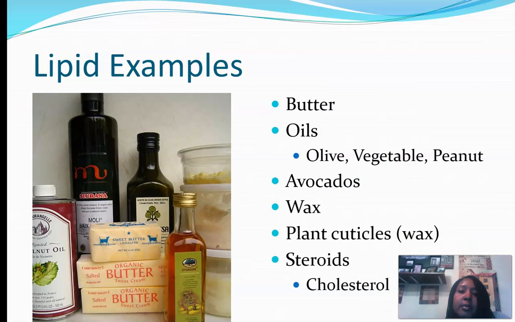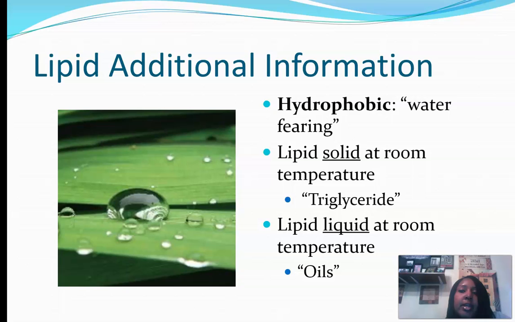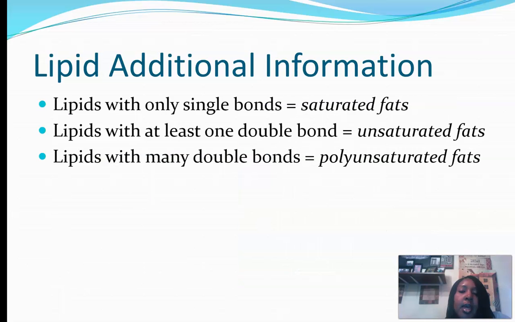So here are some more examples: butter, oils, avocados. These are all examples of lipids. And then hydrophobic, or water-fearing. So a lipid is hydrophobic. It does not mix with water. Some lipids are solid at room temperature, and some lipids are liquid at room temperature. And lipids with only single bonds are saturated fats. Lipids with at least one double bond are unsaturated. Lipids with many double bonds are polyunsaturated.